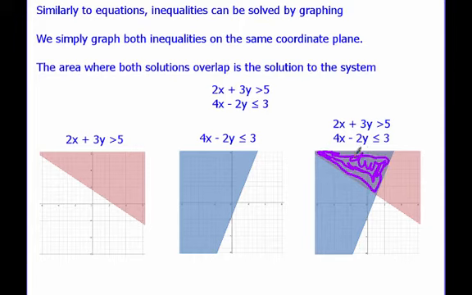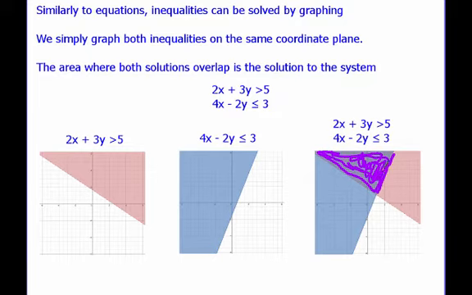Now, an interesting thing to think about here. This is a dotted line because it's just greater than. So none of the points on this line are in the solution. However, this is a solid line, so these points are all in the solution. And then what about this intersection point? Well, because one line is solid and one line is dashed, the intersection point where they cross is not a solution to our first inequality here, so it's not part of the solution to this whole thing.